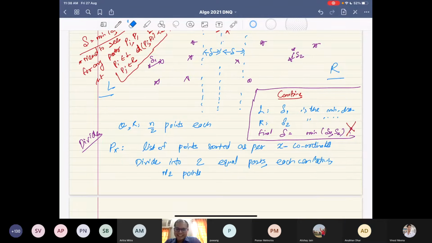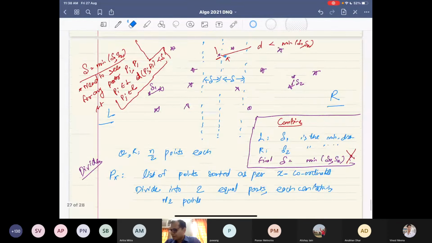Yeah. So you gave information that can make us lose all our hope. Although we are just taking a small strip delta on both sides, how do we ensure that there can't always be a situation where all the n by 2 points are lying in this strip? So then what will you do?